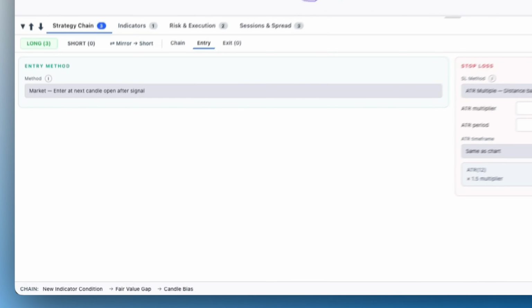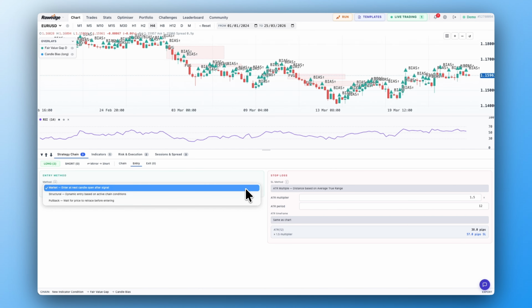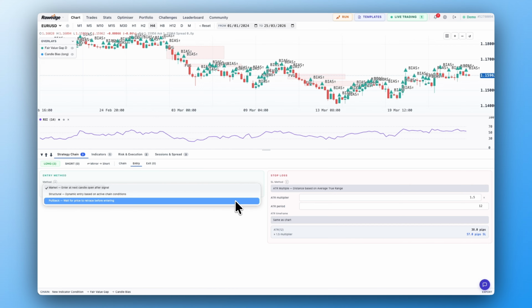Over in the entry and exit tab, I've got 3 ways to enter. Market just gets you in on the next candle. Structural places a limit order at a zone. Pullback waits for a retrace. I'll keep it simple with market.